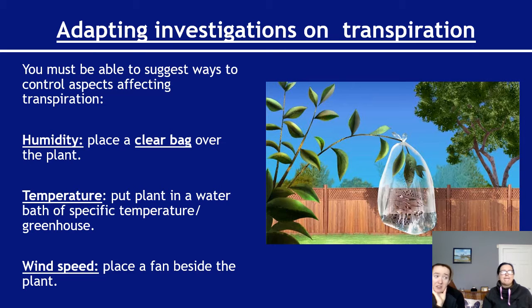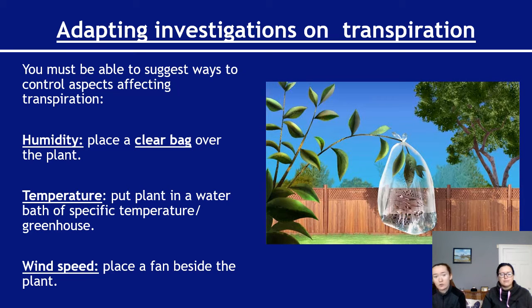So the main thing that really comes up with this is how you would adapt an investigation into transpiration. So you might get given an investigation into transpiration, it might explain a bit about what's happening, but the thing they really want you to say is how you can control or adapt this investigation to really see what's happening in terms of transpiration. The key things to go for in this is thinking about the factors that affect transpiration. So thinking about things like humidity.